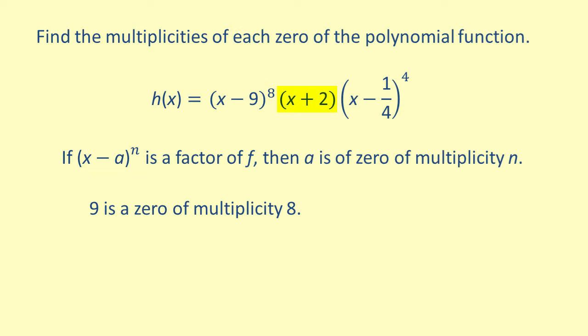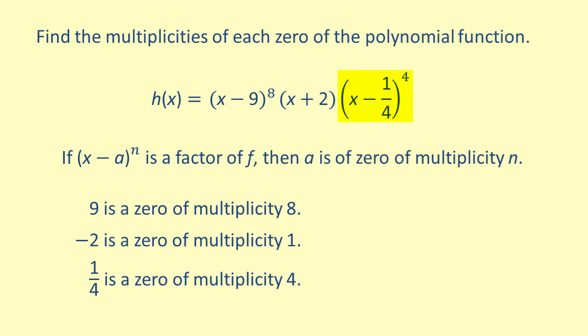For the factor x plus 2, we can think of plus 2 as minus negative 2 so that it conforms to our definition of multiplicity. Thus, negative 2 is a zero of multiplicity 1. Finally, for the factor x minus 1/4 to the 4th power, 1/4 is a zero of multiplicity 4.